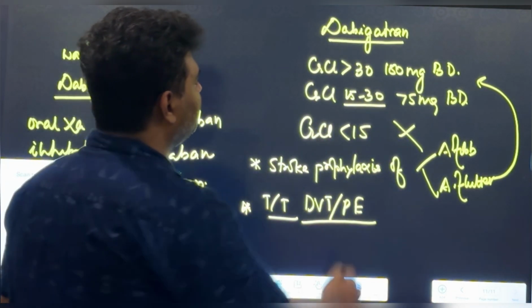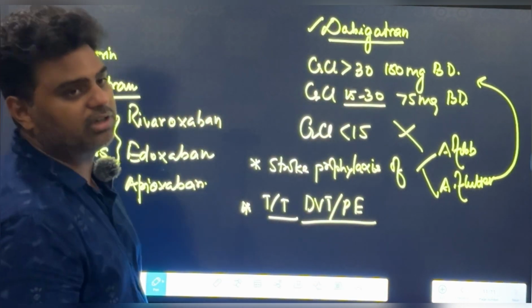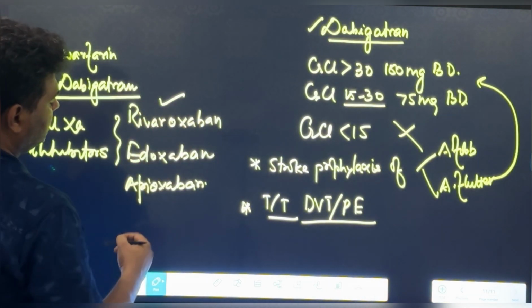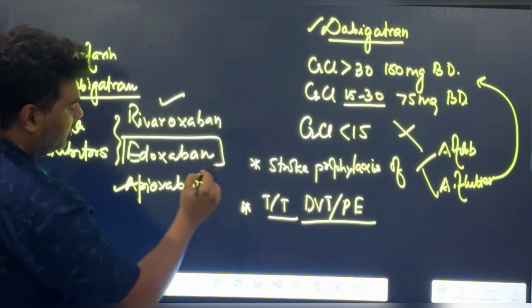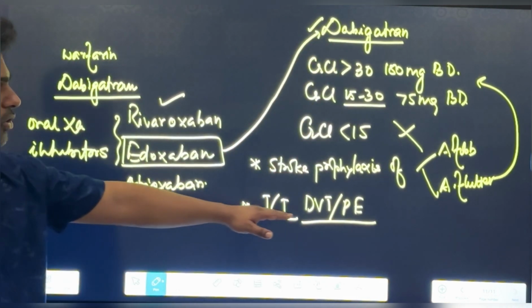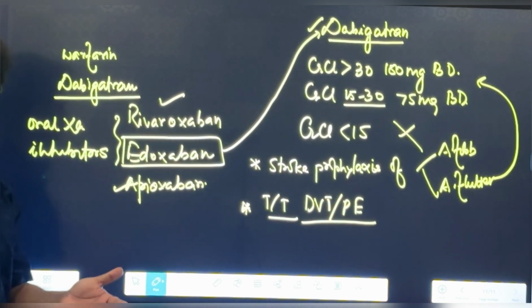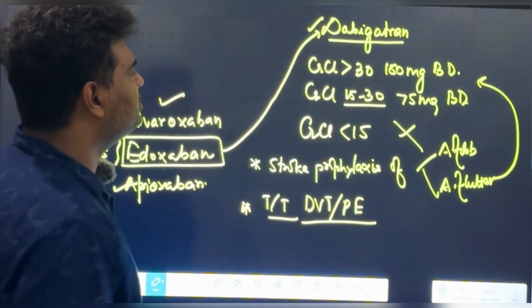So bridge therapy is given in case of dabigatran, and it is also given in case of warfarin. But if you see these newer drugs, rivaroxaban and apixaban, here you don't need to give bridge therapy. You also need to give bridge therapy in the case of edoxaban. So with edoxaban and dabigatran, if they are used in the treatment of DVT and pulmonary embolism, first you have to give the bridge therapy.